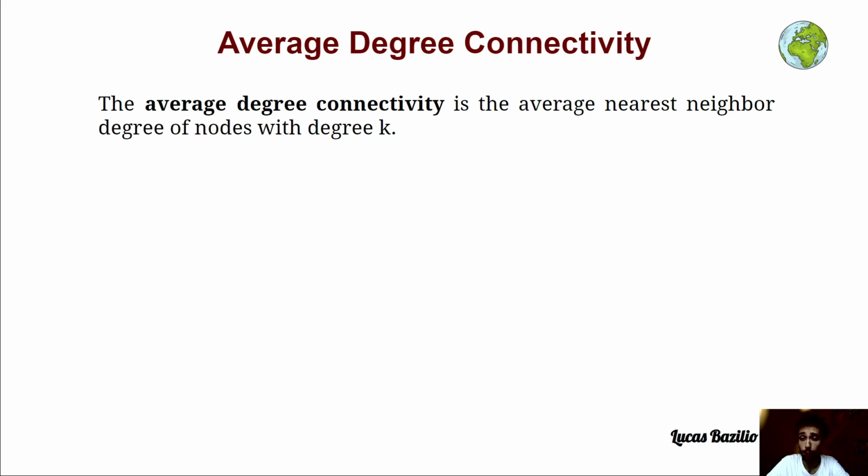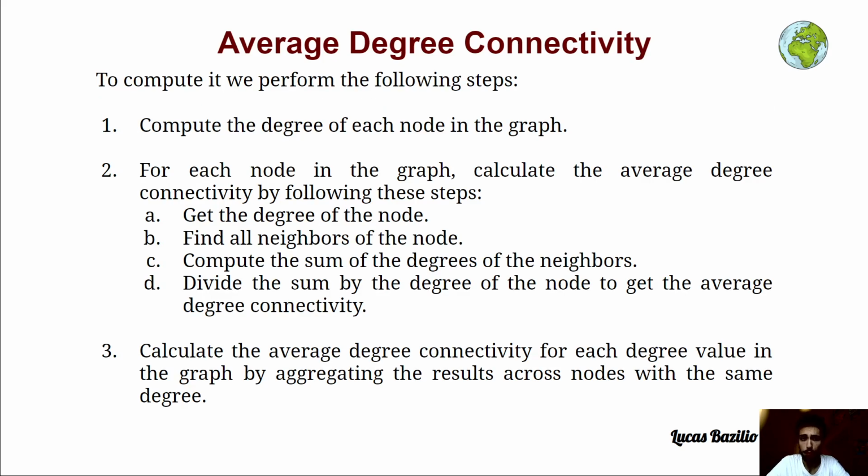and finally we are going to do this with NetworkX. Now, to compute the average degree connectivity, first we compute the degree of each node in the graph. Remember that the degree of a node is the number of connections that it has, the number of edges connected to this node.